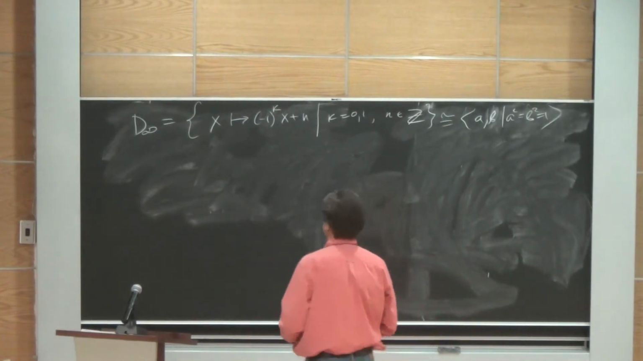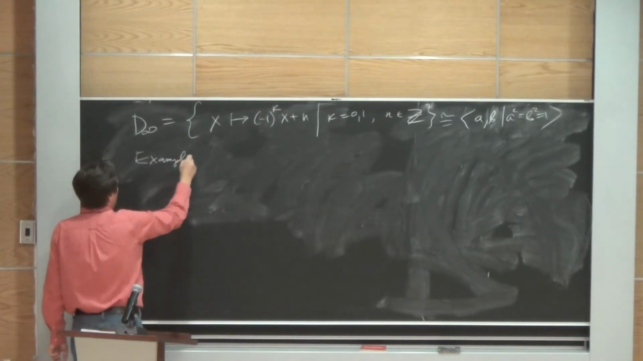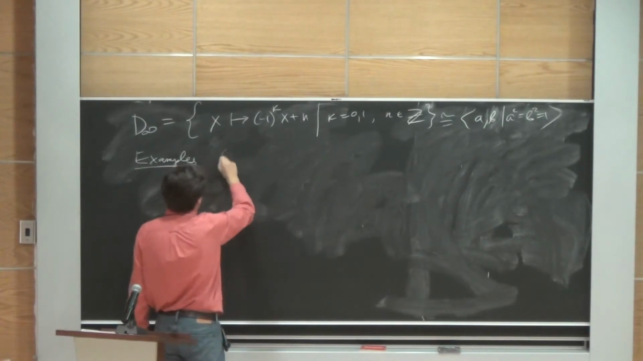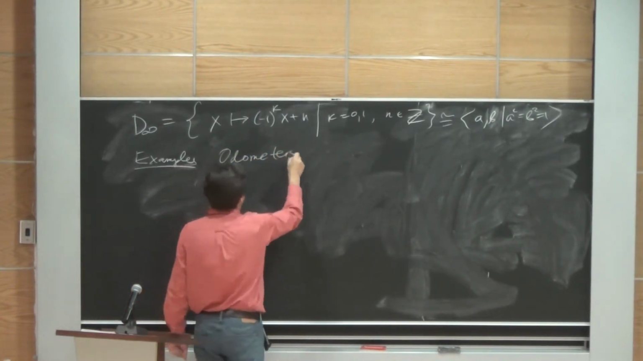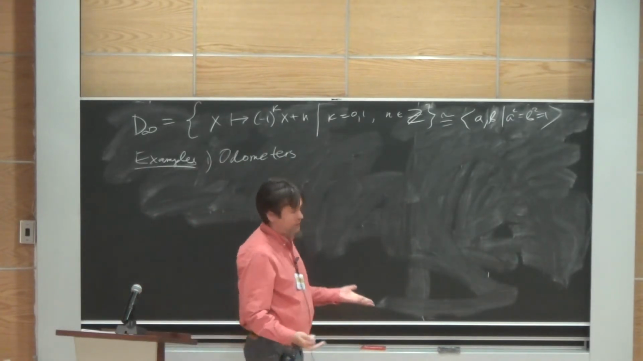But let me give you examples. So odometers, for instance, so minimal actions on the Cantor set. Odometers are, let me say, what is the binary odometer?